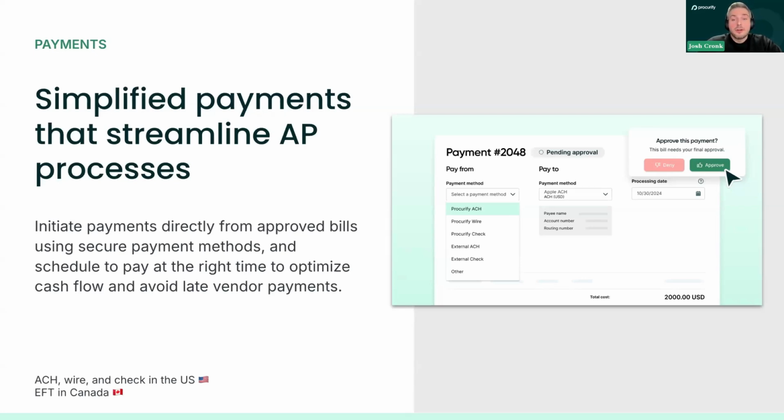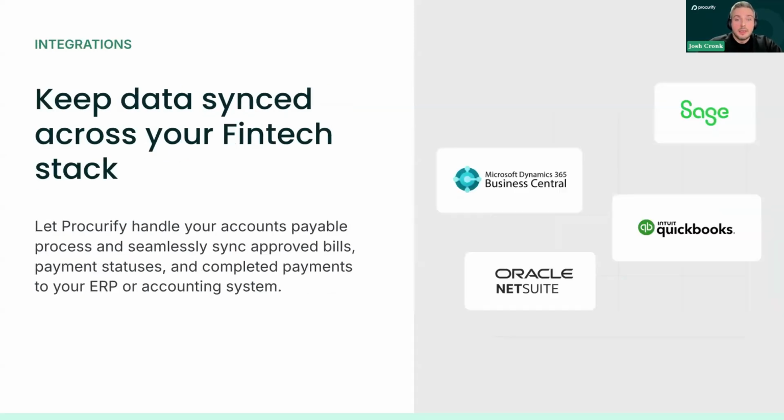In the US, we offer ACH, wire transfer, and check payment options, and we offer electronic funds transfer to our Canadian customers. And for any bills that get paid outside of Procurify, say if it's a credit card for our non-North American clients, it's really easy to mark those as paid as well for consistency in the system.